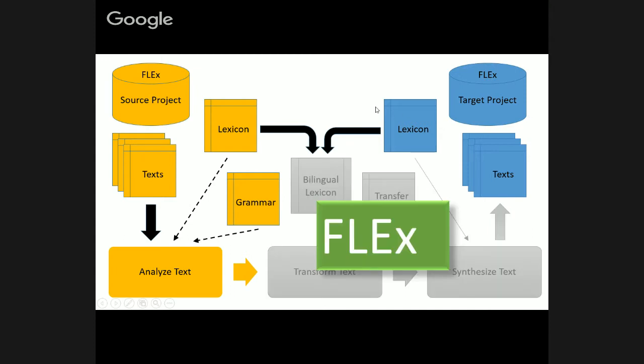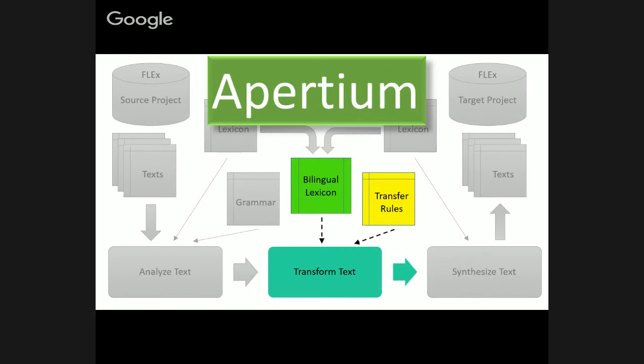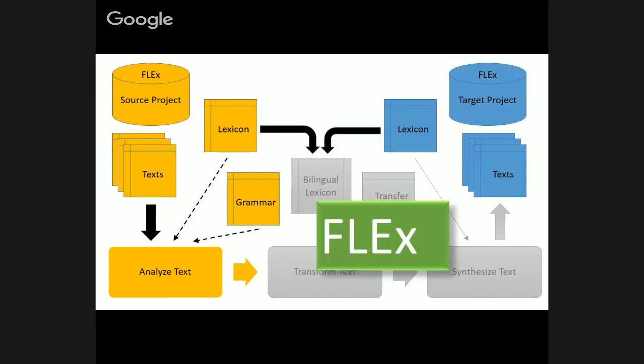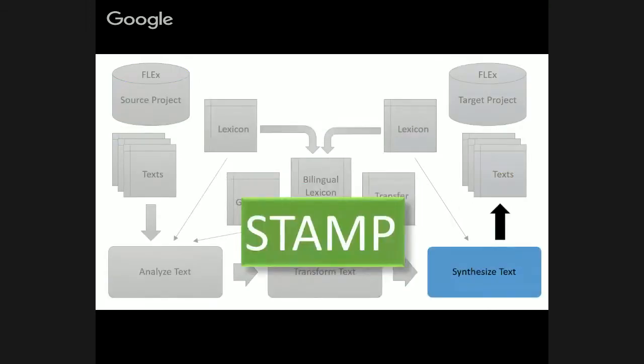So what part is what? I'm putting together three different tools to accomplish this. Flex is represented by the colored boxes you see here. This tool called Apertium does the middle section, the transforming of the text. And then Stamp does the synthesis part that comes kind of at the end of the process.